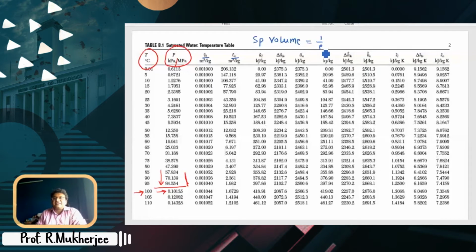Specific volume is 1 by density. And therefore, since the liquid density and vapor density are different, VL or VL cap or whatever is written is 1 by rho L, VV cap is 1 by rho V, right? This is internal energy, specific internal energy, right? In the liquid phase, this is specific internal energy at the vapor phase. So what is delta U in that case? What is this entity? This is change in internal energy due to vaporization at that particular pressure, right?